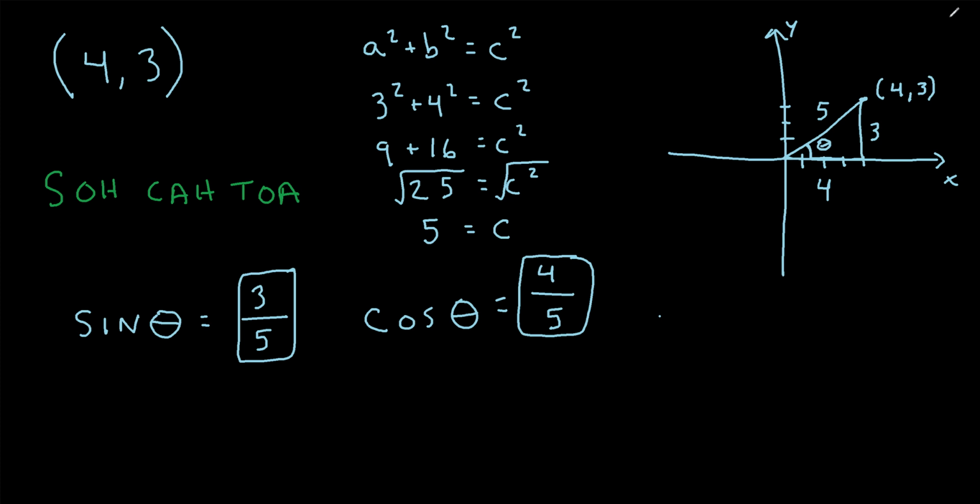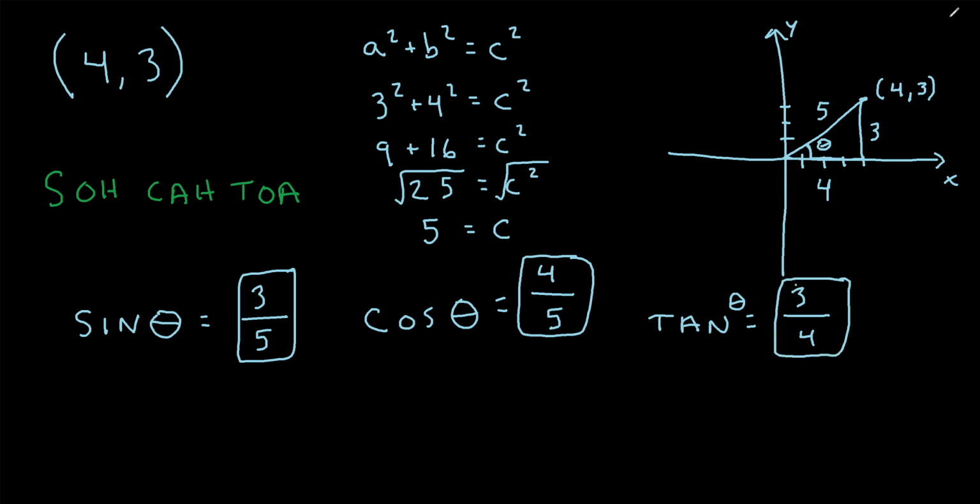Now, what if we wanted to find the tangent? Well, our acronym SOHCAHTOA tells us we need to take the opposite side over the adjacent side. So the opposite side of this angle, it's all the way over here, that's a 3. And the adjacent side is a 4. So the tangent, oops, there should be a theta right here. The tangent of this angle is 3/4.